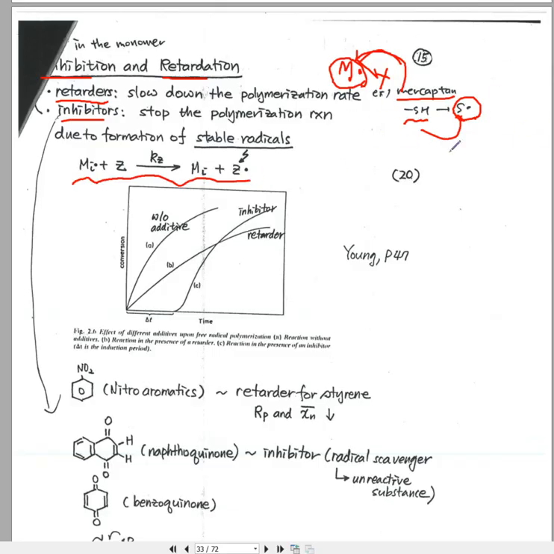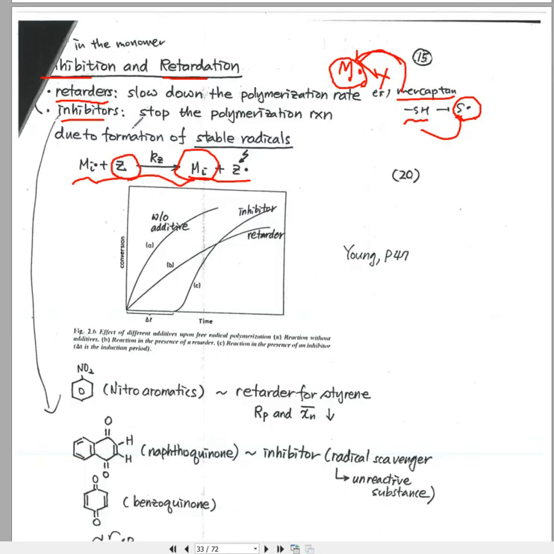As I mentioned just before, either inhibitor or retarder, Z, basically becomes a radical which is much more stable compared to the monomer radical or the molecular radical, and the other molecules become non-radical species.